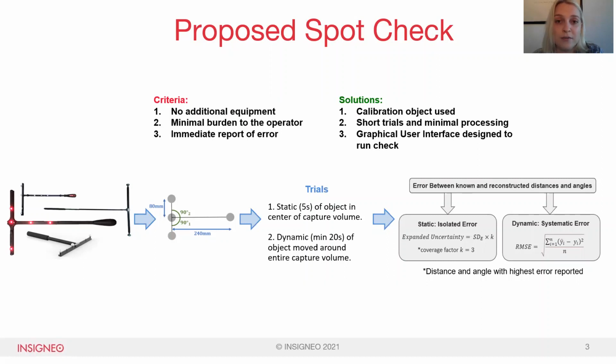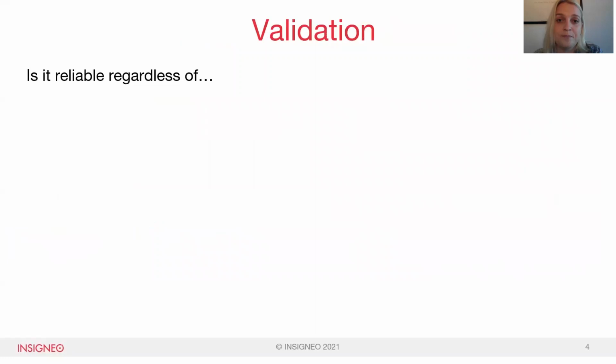By using the first trial, which is a short static of the object in the center of the capture volume, we can isolate the error that's coming from the object. Using the second trial, which is the object moving through the capture volume, we can then determine the systematic error.